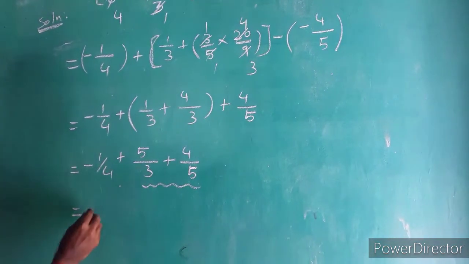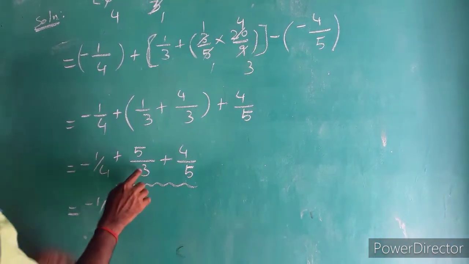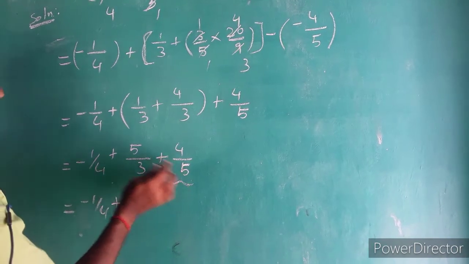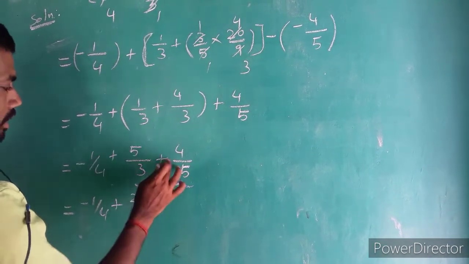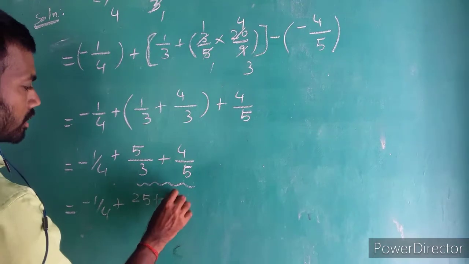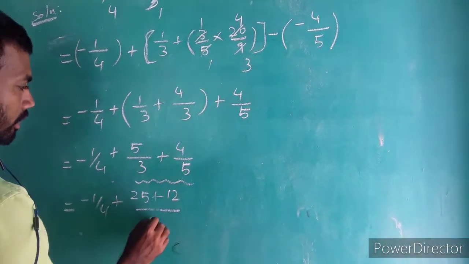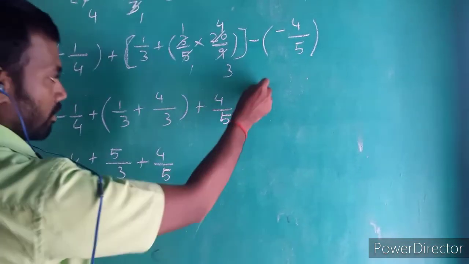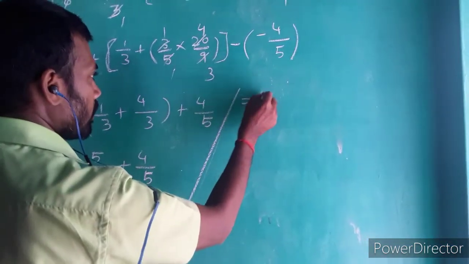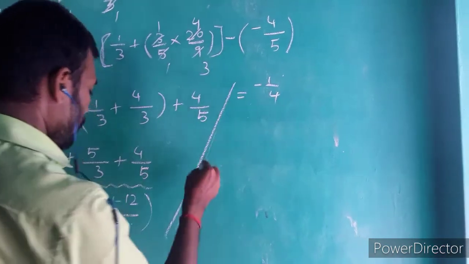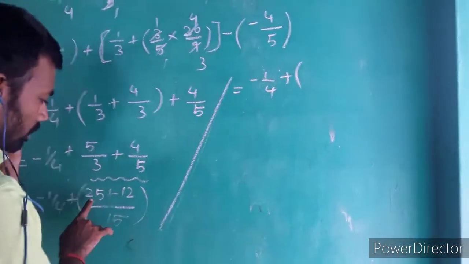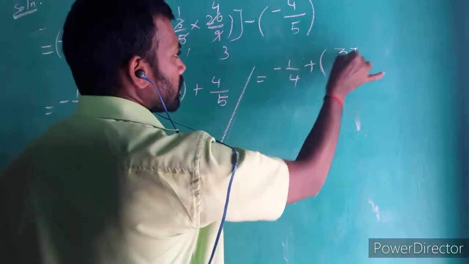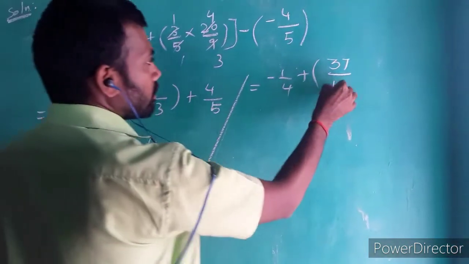So these three rational numbers, I solve the second and the third first, and sum them: minus 1 by 4. Next one, the denominator is different, so take the cross multiplication method. 5 fives are 25. Next, plus, 3 into 4 answer is 12, by 3 into 5 answer is 15. So is equal to minus 1 by 4, next plus, 25 plus 12, answer is 37, so 37 by 15.